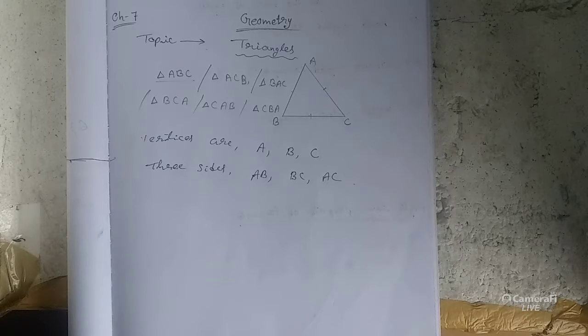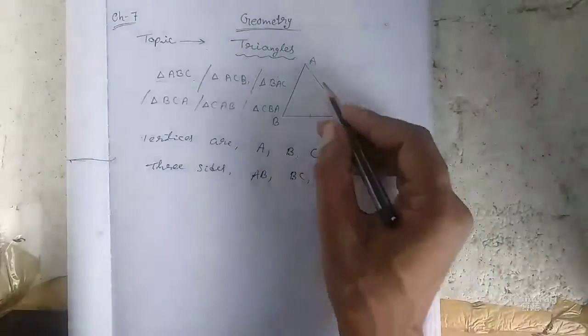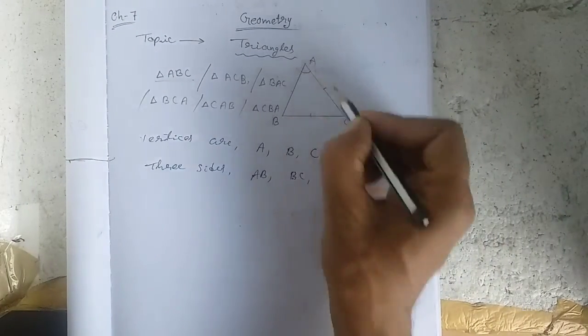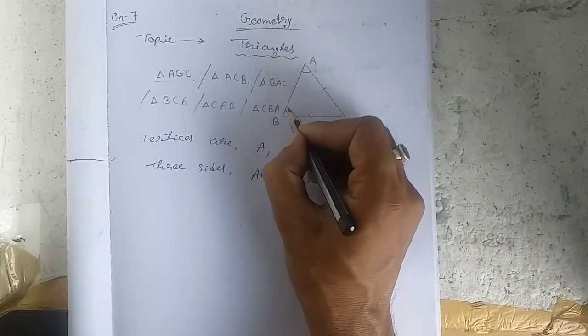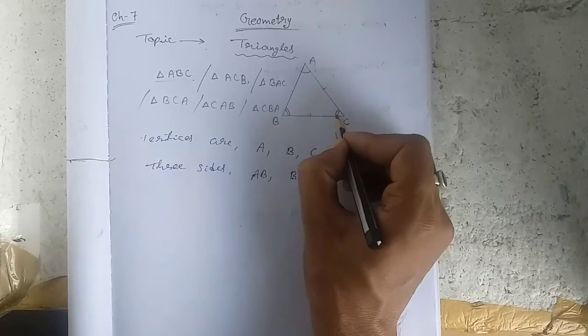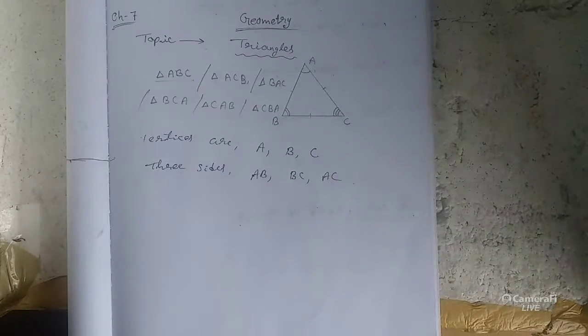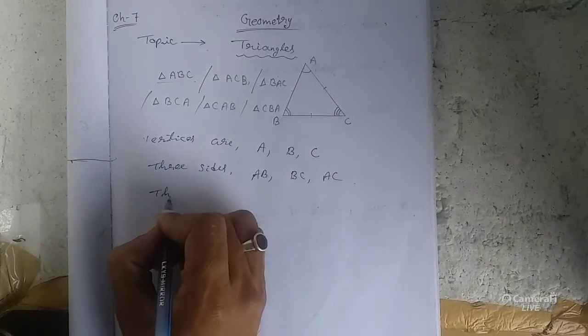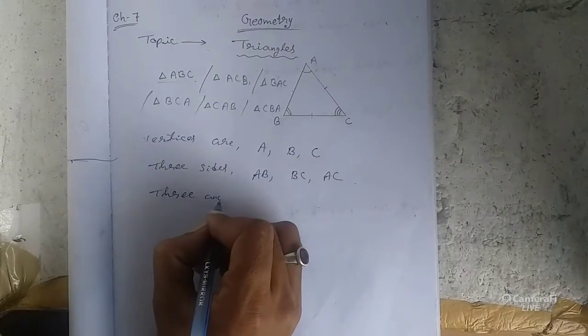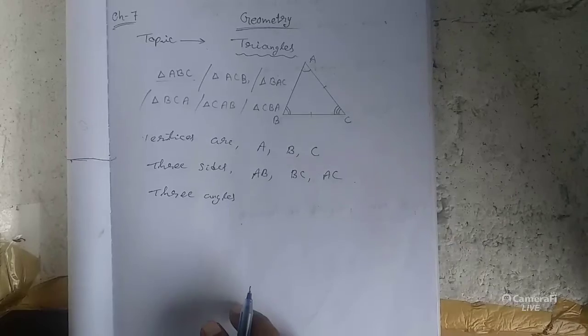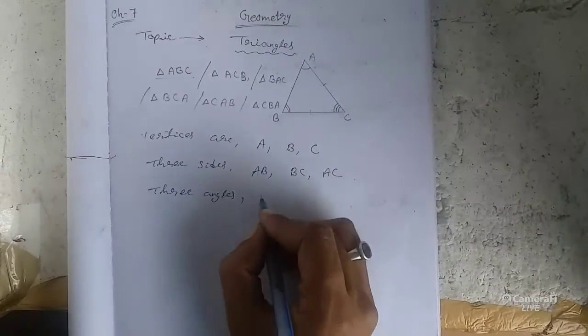Also, it is easy to verify that the triangle has three angles. This is one angle, this is the second angle, this is the third angle. Now what should be the names of the angles? So there are three angles. What are the names of the angles?